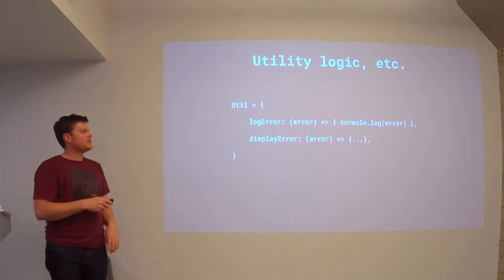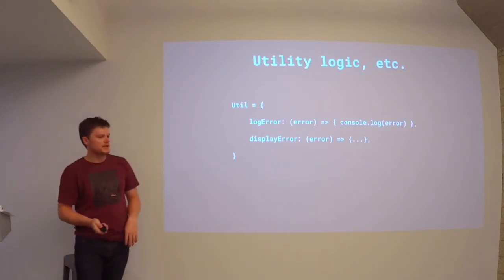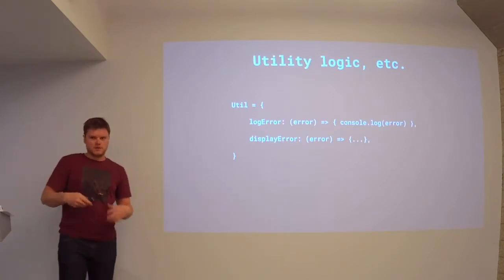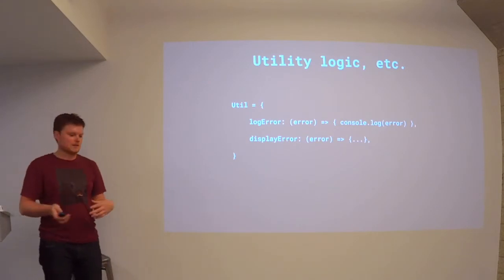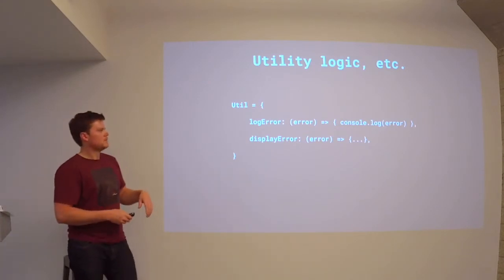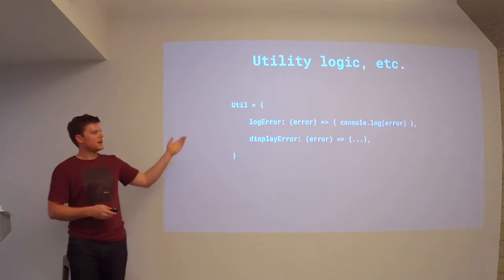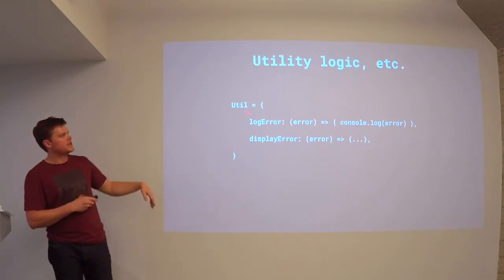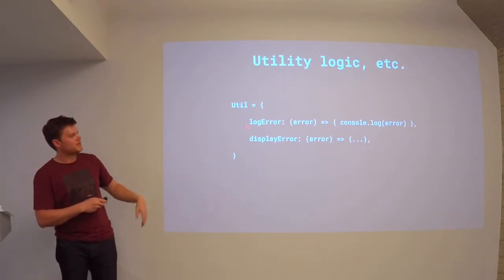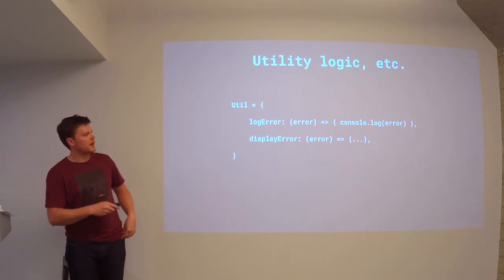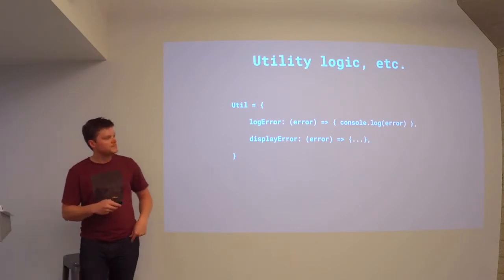And other things you can have are utility logic, which doesn't necessarily belong in the app state controller. It's your choice, but it's arbitrary. I have some utility functions, not actually in an object in my file, which do things like show errors and log errors.